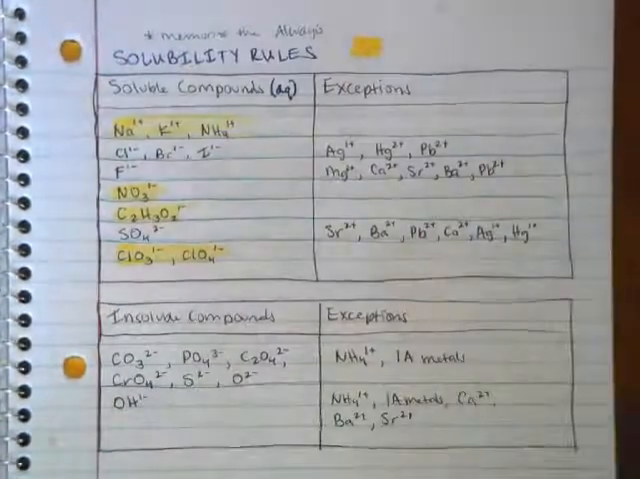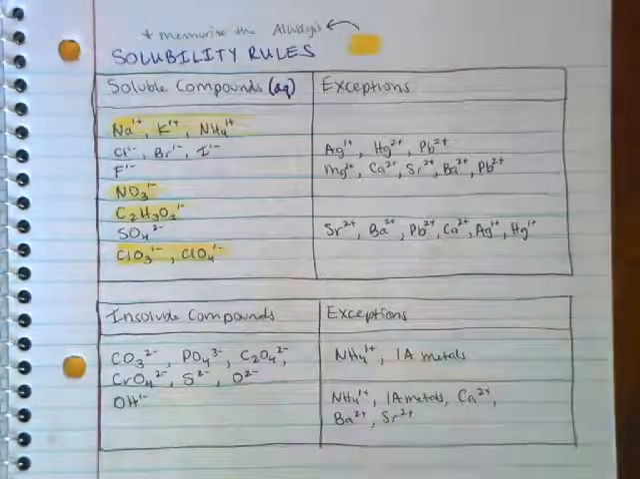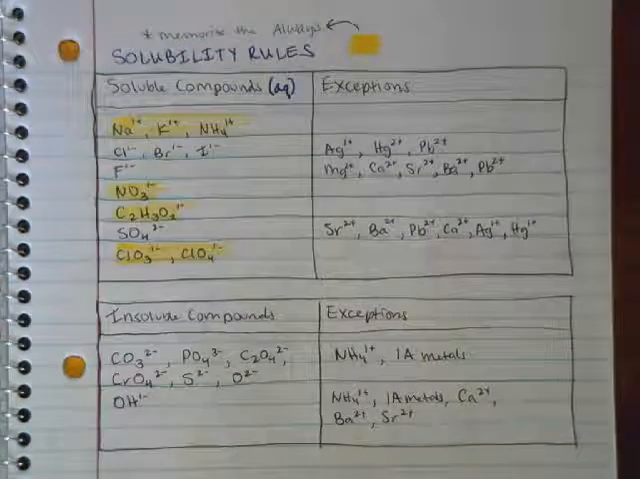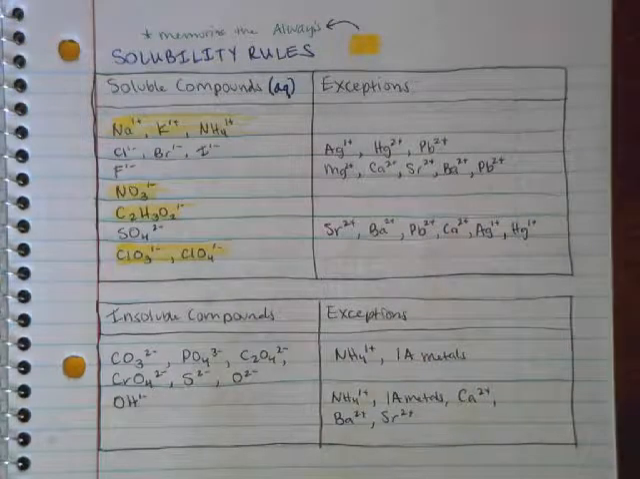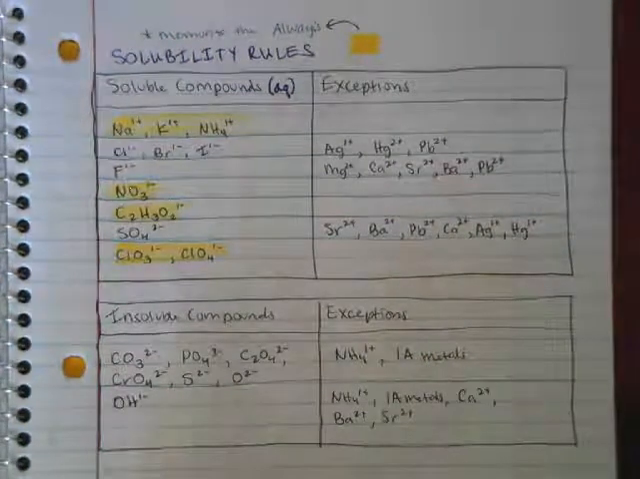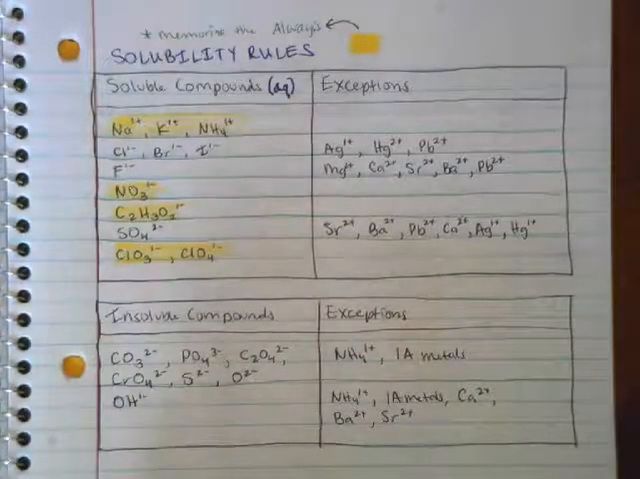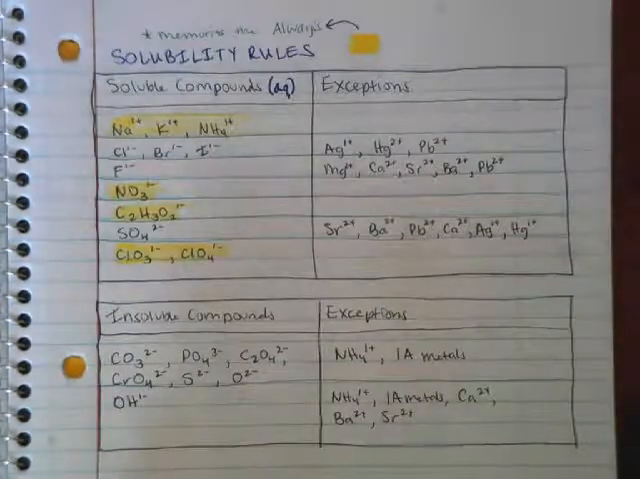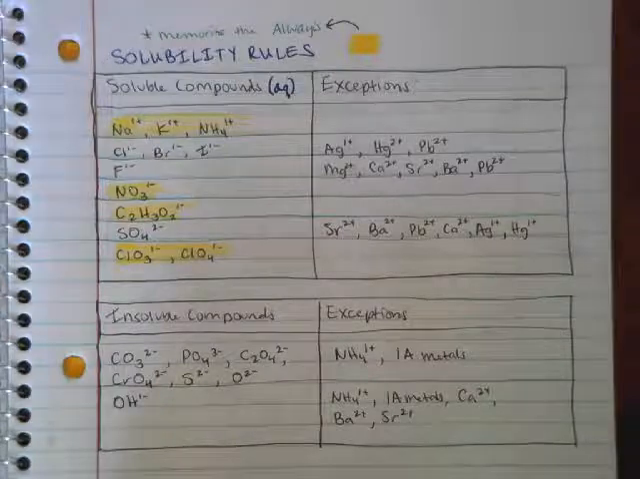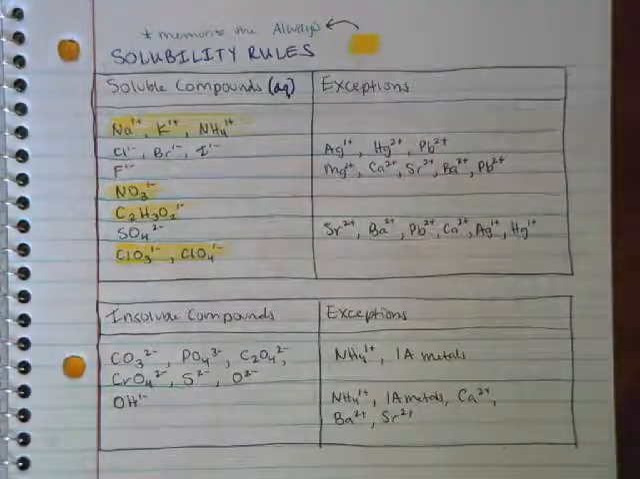So these guys that I just highlighted yellow, I call these my alwayses, which is a really super proper English word. These are the alwayses. Anytime you see these ions, you know that that compound is going to be aqueous and will dissolve in water without having to think about it.